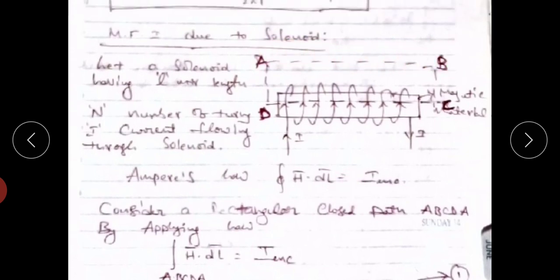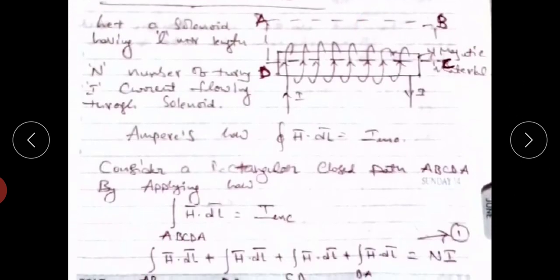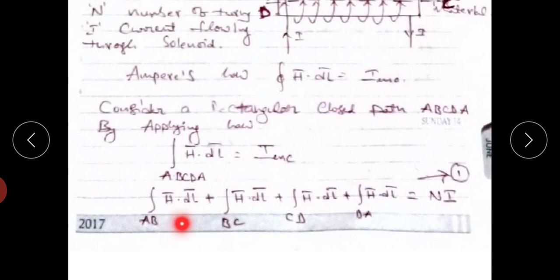AB is outside the magnetic material. Generally in a solenoid, the total magnetic field is present inside the magnetic material, and outside the magnetic material the magnetic flux equals 0. Due to the very high permeability of the magnetic material, the total flux produced by the solenoid is present inside the magnetic material. So outside the magnetic material, the magnetic field equals 0. Here AB is outside the magnetic material, so the AB integral of H dot dl equals 0.